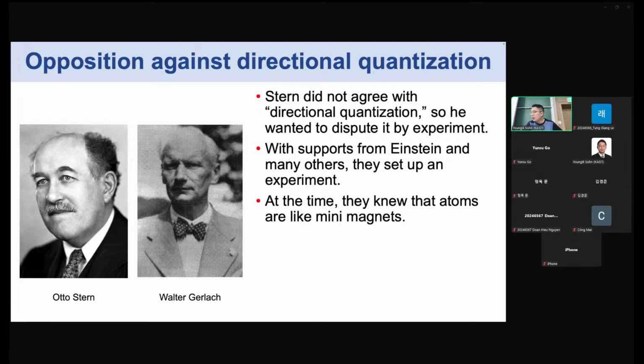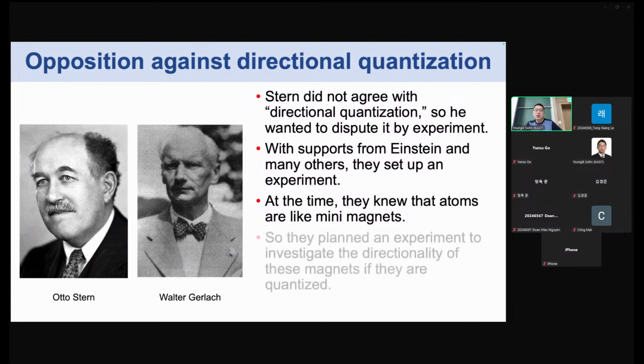So at that time, they knew that these atoms are like little mini magnets, so they respond to a magnetic field. They knew that already, right? But they didn't know all these detailed structures like we know now. So they planned the experiment. They thought, okay, this electron has some directionality, like this shape and that shape, because their orbits are different, right? And they thought that would give you different magnetic fields, different magnetic moments.